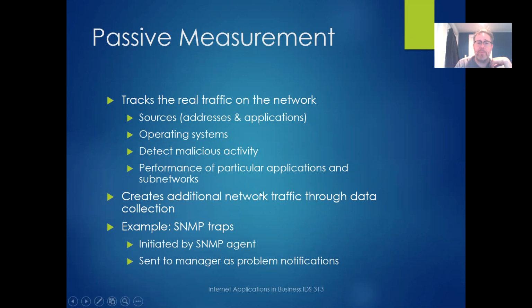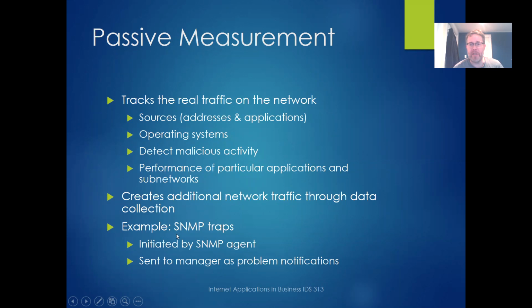There is sometimes a problem that creates additional traffic through data collection. So if you want to grab a lot of data and at pretty short intervals, that can eventually end up being kind of a significant drag on the system. I mean, it's a few percent probably, but still it can be significant if your network is already pretty busy, or at times when it's pretty busy. One simple case of that is something called an SNMP trap.